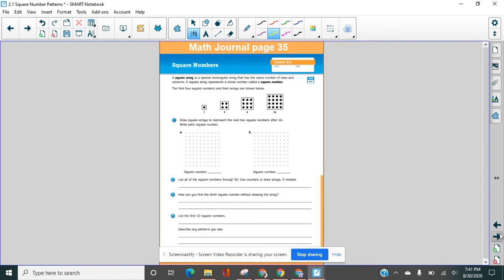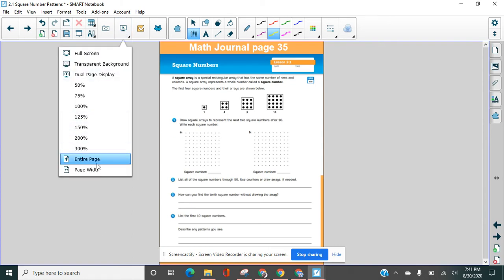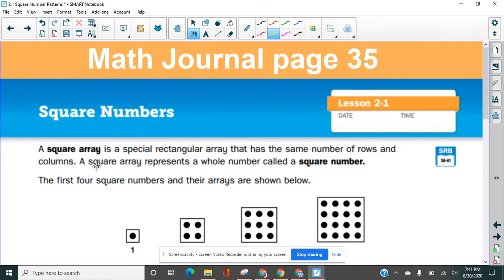All right, so our goal is to be able to identify square numbers. Let's look at our Math Journal page. So I would like for you to open to Math Journal page 35 now. All right, so we're just going to read a little bit of this. I'm going to kind of help you get started, but then you're going to be solving some of these arrays.